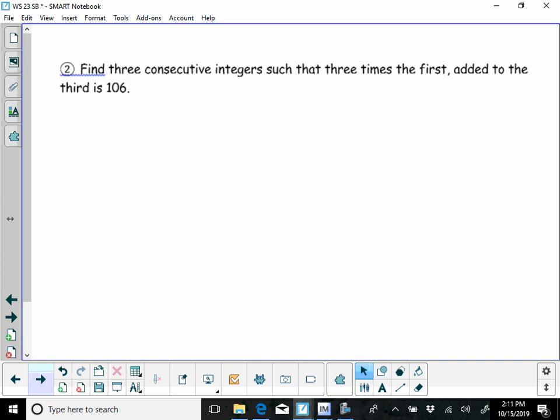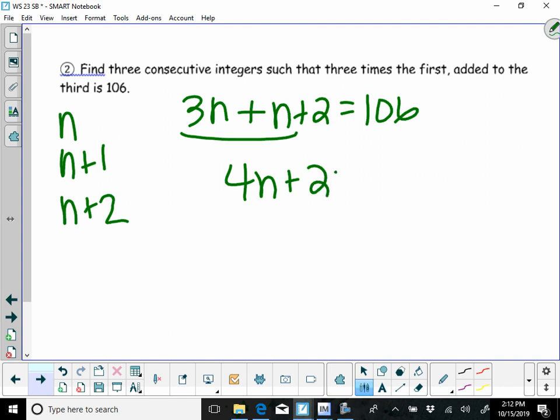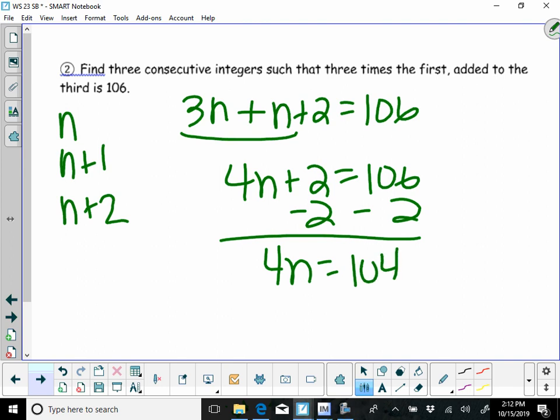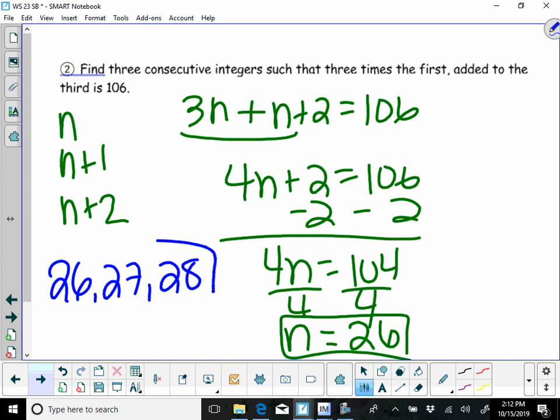All right, 3 consecutive integers. Consecutive just means n, n plus 1, and n plus 2, such that 3 times the first, so that's going to be 3 times n, added to the third, and the third is n plus 2, equals 106. So that's going to give me 4n, and solve from there. So n is 26, and it wanted to know all 3, so it would be 26, 27, and 28.